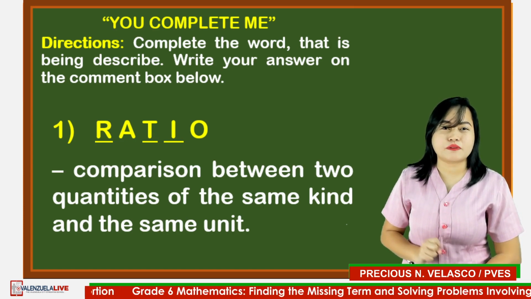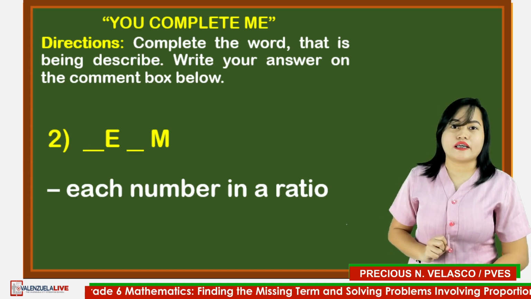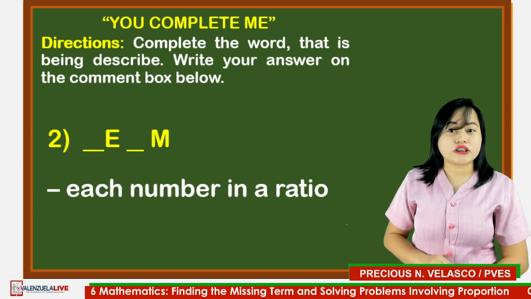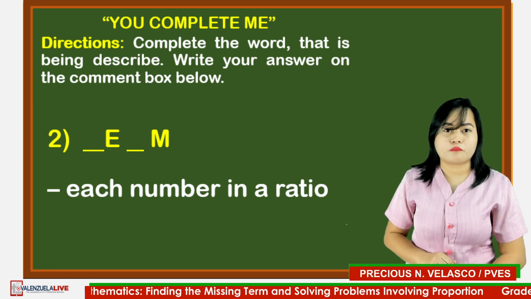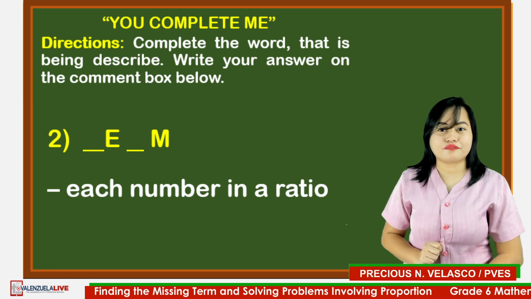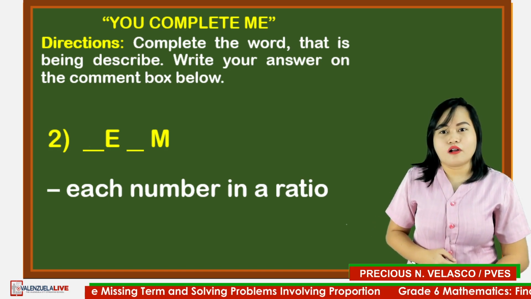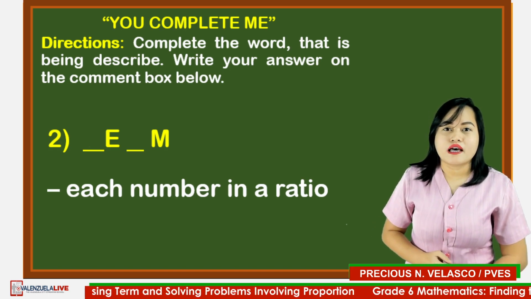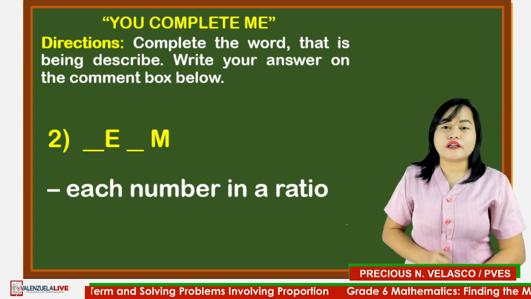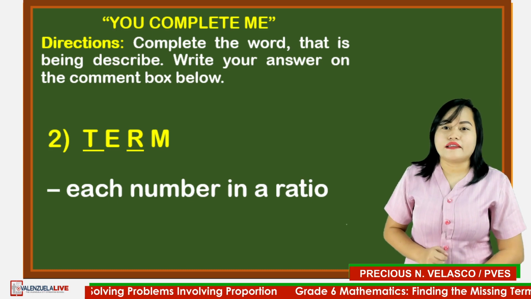Next one, let's proceed with the second word. The second word is defined as each number in a ratio. So comment your answers below. Okay, I can see that you've got all the correct answers. So word number 2 is a term. Very good.